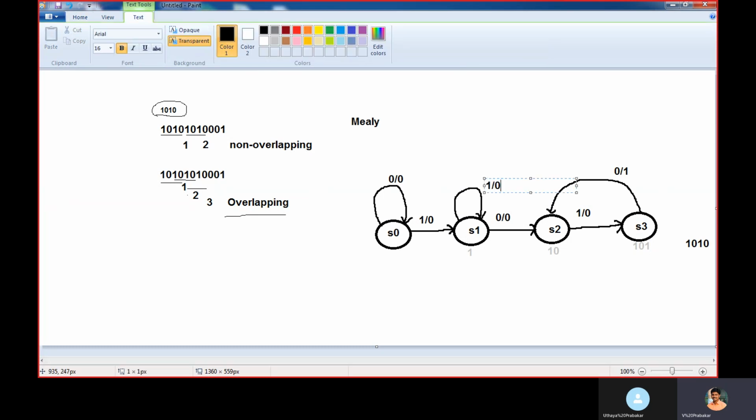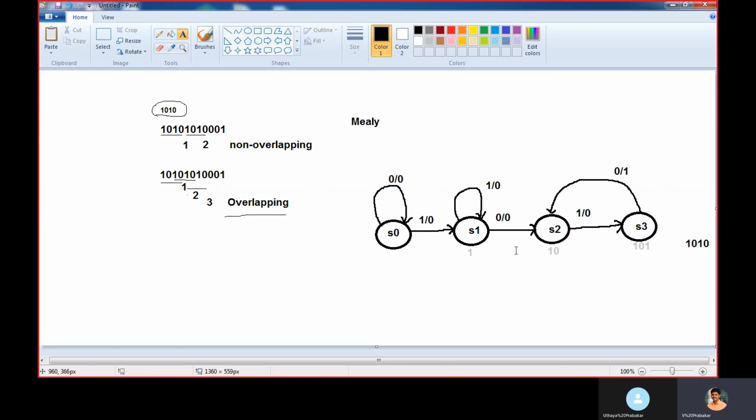In this one, output is 0. Assume that I am in S2. If I get 1, I will move to S3. Instead of this, if I get 0, meaning 1, 0, and after that I get 0, this pattern is not in this sequence, 1, 0, 0. So it is not helpful to proceed further. So I need to check again from the starting.